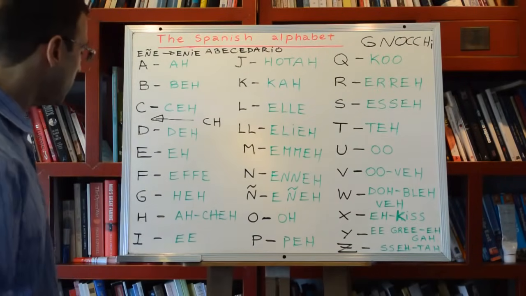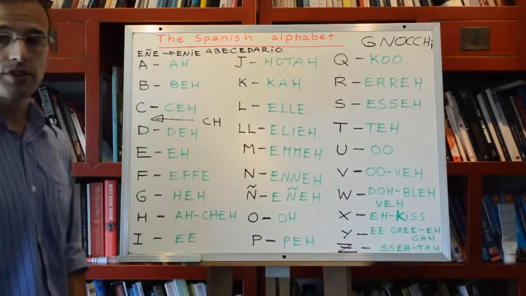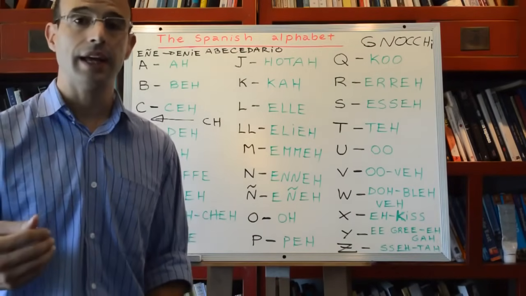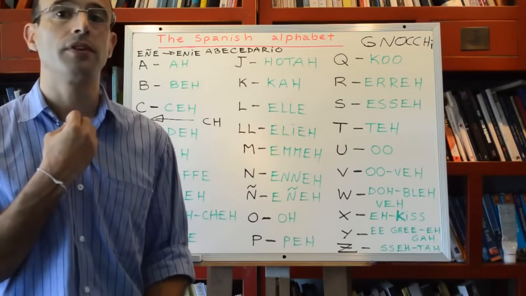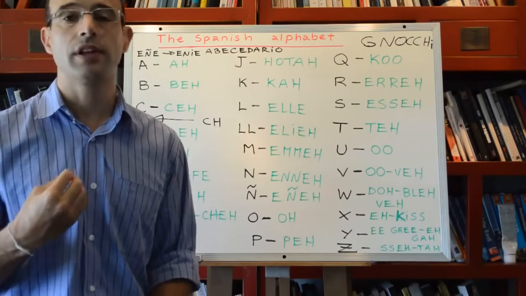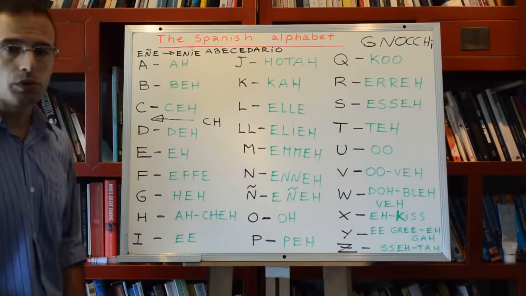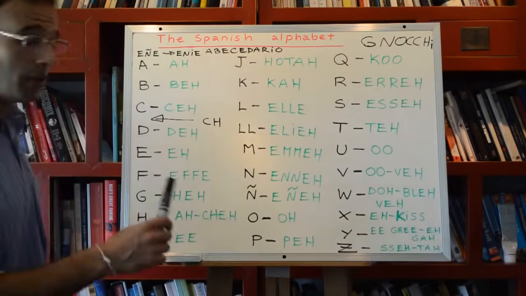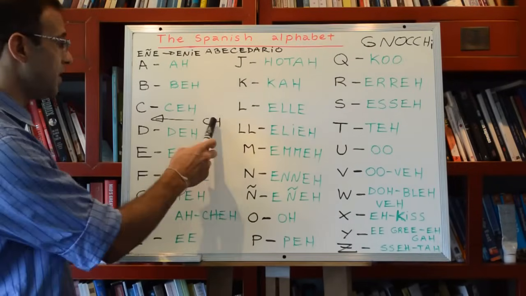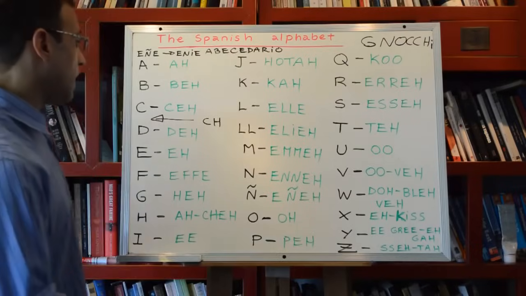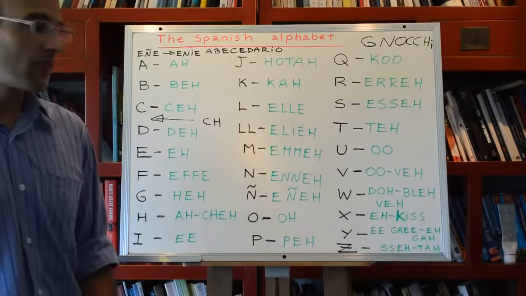Letter H in Spanish is mute, and I mean totally mute, not like in English, where H is pronounced like a soft exhalation. In Spanish it is totally mute, with the only exception of CH. There it is pronounced like in English, ch. X is x, okay?